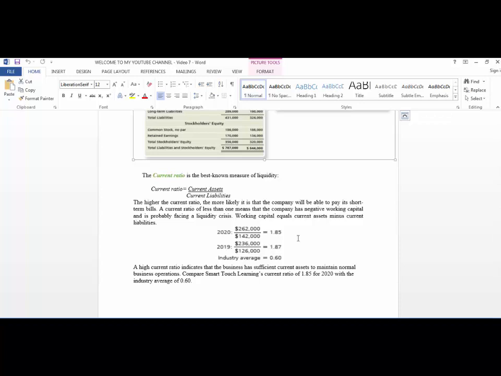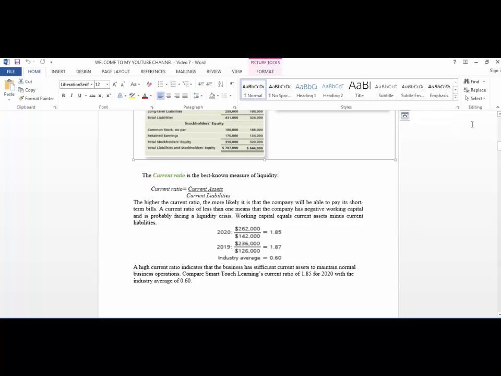than the industry average. The industry average here is 0.60. In most cases, the industry average depends on the sector. For example, we have the service industry here, and we have manufacturing here. So every industry has a different industry average.